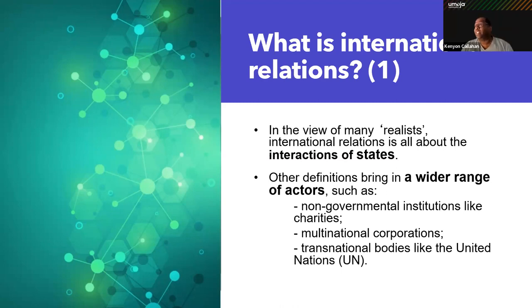Transnational bodies like the United Nations, NATO, BRICS, which is Brazil, Russia, India, China, and South Africa. They formed a cooperation, a group of nations that cooperate. The Arab League, and the African nations also have their own little kind of like NATO, where they work together to bring about peace within the African continent.